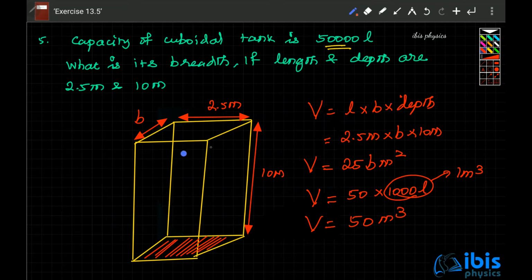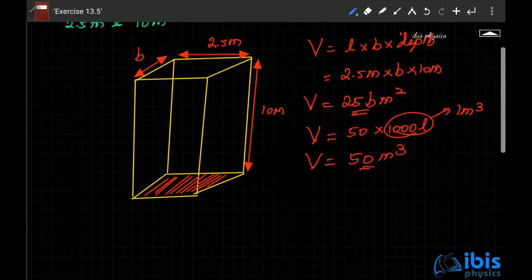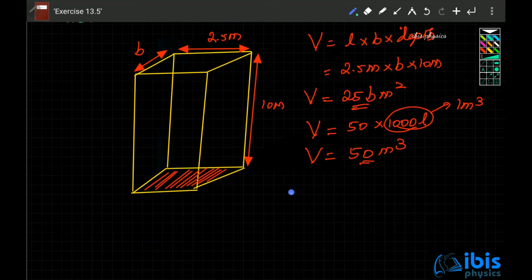So the volume of the water kept inside and the volume of the cuboid are the same because this cuboidal tank only holds that water. So these two are equal. Then the total volume 25b meter square equal to 50 times meter cube.